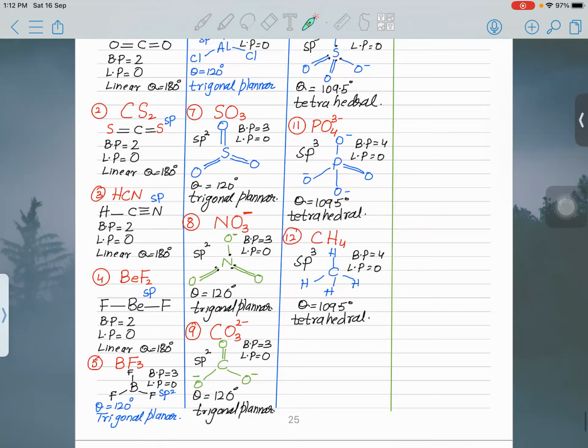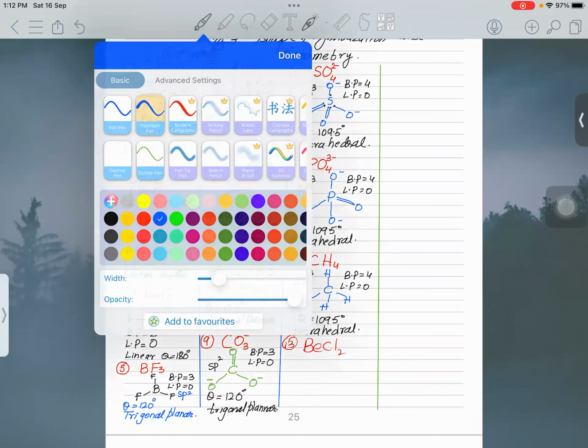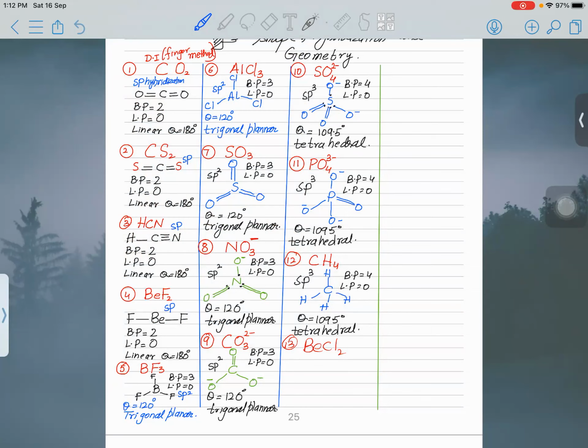Okay. Now let's go again. Question number 13, BeCl2. Can you tell me the group number of beryllium? I think 1 or 2. No, 2. So it means it can form two bonds, right? So hybridization is sp. This is s, this is p. It is quite easy to find sp hybridization. This is called the finger method. Now, you know that bond pairs are 2, lone pairs are 0. Whenever you have bond pair 2, lone pair 0, the angle is 180 degrees and the shape is linear.